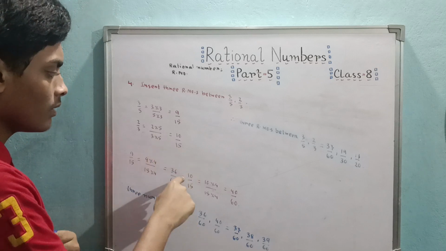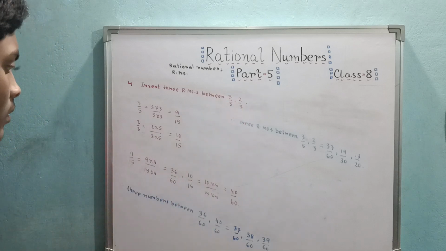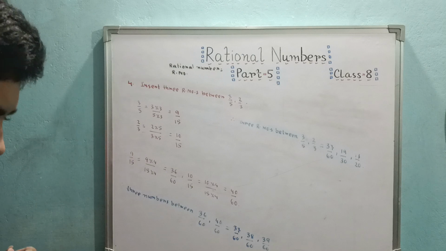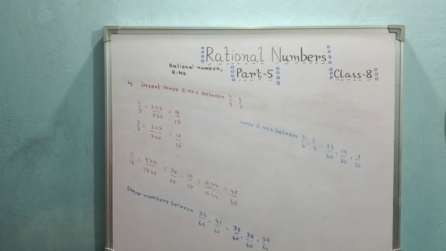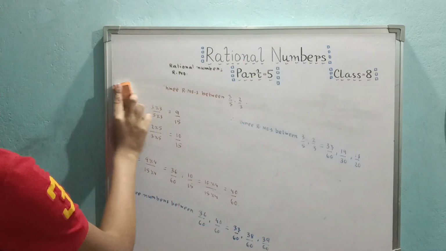Denominator same. Multiply the numerator and denominator of the given rational numbers by one more than the required rational numbers to be inserted. Finished. You will get the answer. Let's see the next one.